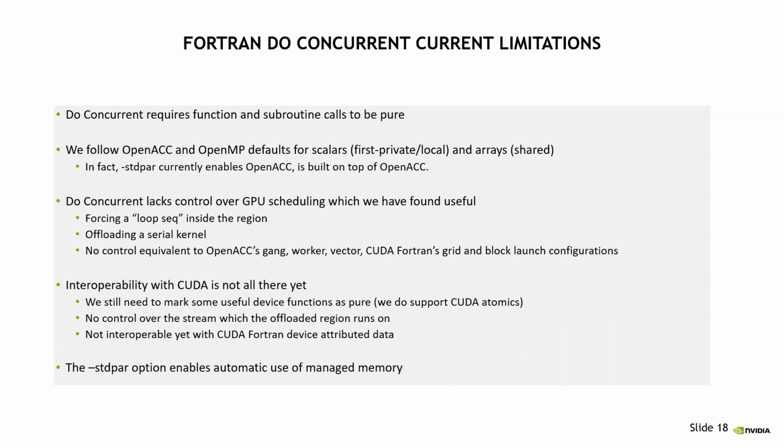Do concurrent lacks some control over GPU scheduling, which we have found useful, like forcing a loop sequential inside a region. With OpenACC, and actually in OpenMP as well, you can force an inner loop not to run in parallel, but to actually run sequentially by all the threads. There's no control equivalent to OpenACC's gang, worker, vector, or CUDA Fortran's grid and block launch configurations. Those things were added because they're useful, not because we just wanted to add things. So we're trying to figure out a syntax maybe that we can add to do concurrent to provide that for users who are interested in using a specific launch configuration.